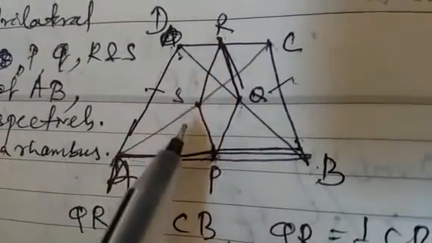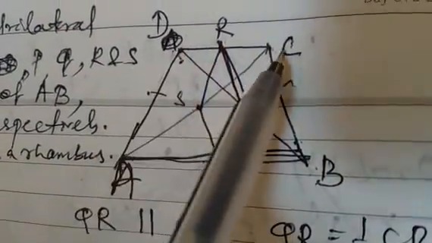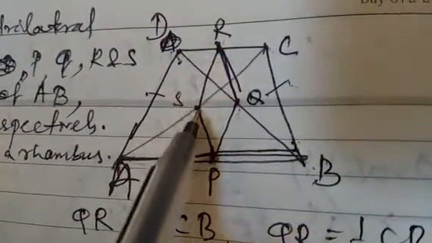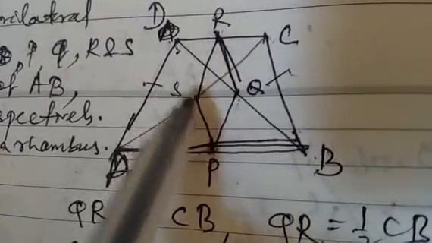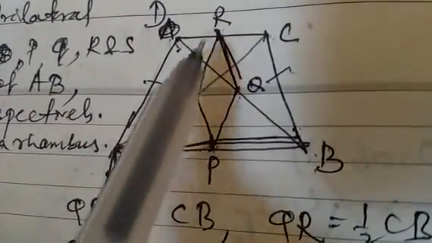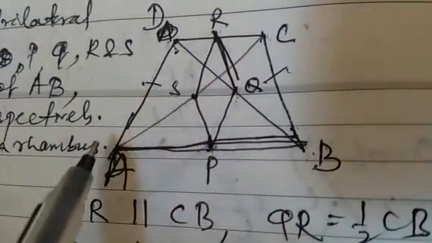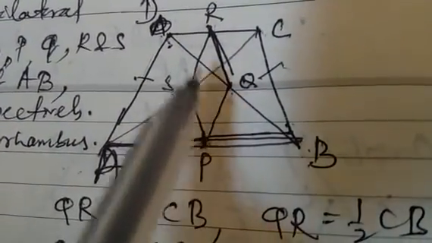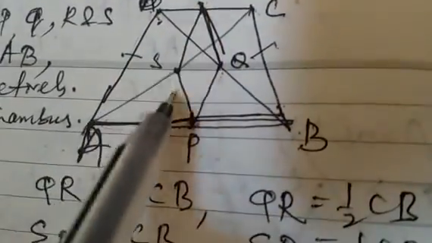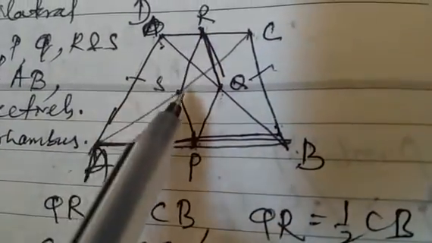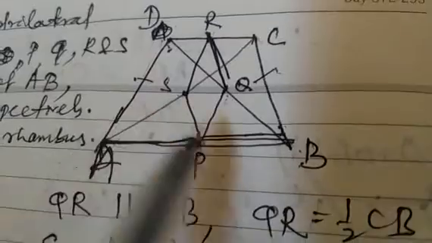Like that, the opposite side. Now, this side you take. R is the midpoint of CD, S is the midpoint of AC. Therefore, RS is parallel to AD and RS is half of AD. That means this is half of AD, this is also half of AD, so this is equal to this. PQ is equal to RS and PQ is also parallel to RS.